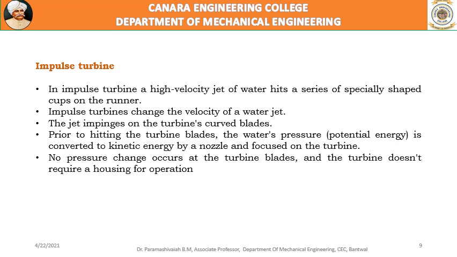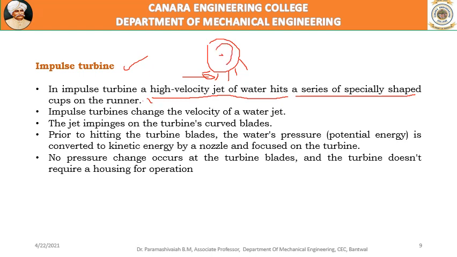So now next is impulse turbine. In impulse turbines, a high velocity jet of water strikes a series of specifically shaped cups on the runner. Means on the rotor, on the periphery, as I told you earlier. So on the periphery of the circular rotor, there will be mounted some curve shaped cups. These are called blades. Okay. So onto this, a jet of water at high velocity strikes and causes an impulsive force. So because of the striking force, this rotor starts rotating.